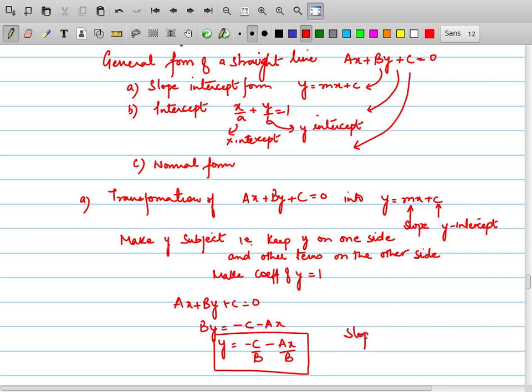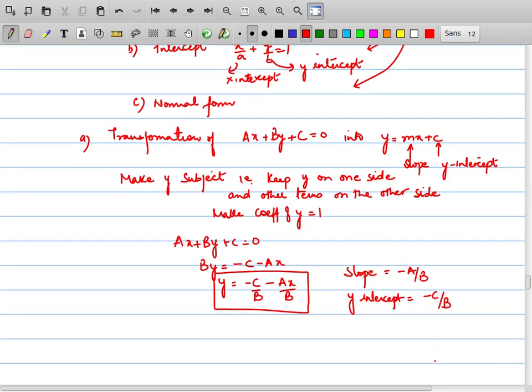Now what is the slope? If you compare this with y is equal to mx plus c, the slope is minus a upon b, because it is written along with x. And the y-intercept is minus c upon b. Now if we want to generalize this, whenever we are given a general equation, we can straight away write the slope of the line without doing this process. What is a? A was the coefficient of x in the original equation, and b is the coefficient of y. Therefore to get the slope of a line given in general form, just put a minus sign and write coefficient of x upon coefficient of y. This will straight away give us the slope.